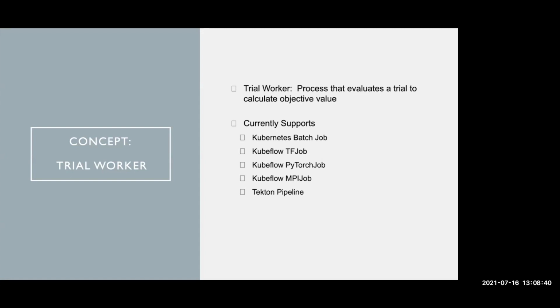You could run a distributed PyTorch job as a trial using PyTorch job, or an MPI distributed job using MPI job, or you could use custom resources where you define your own custom resources and a few structures, and make sure that KTIP is compatible with that, depending on the versions that you use. And it starts your trial worker directly from that. The Tekton pipeline and Argo are not yet supported in KTIP right now.